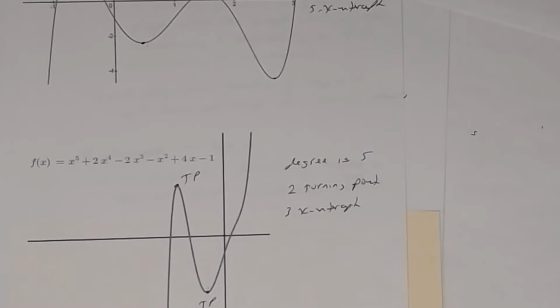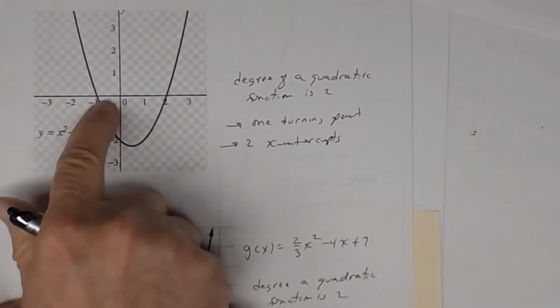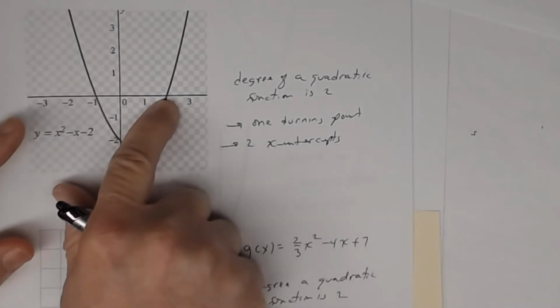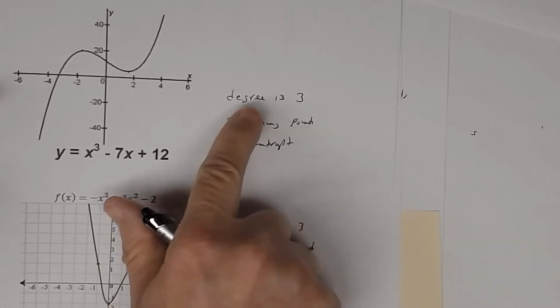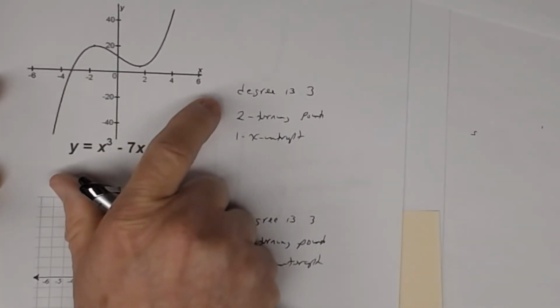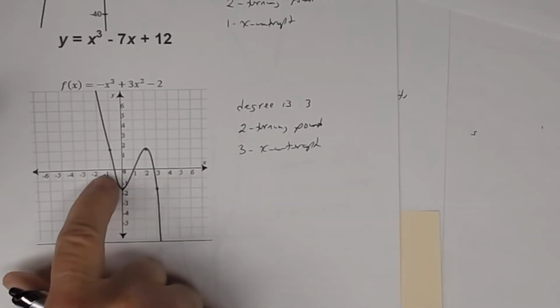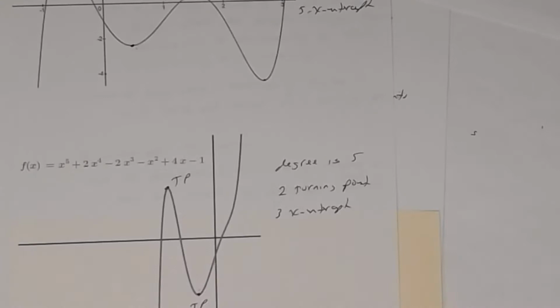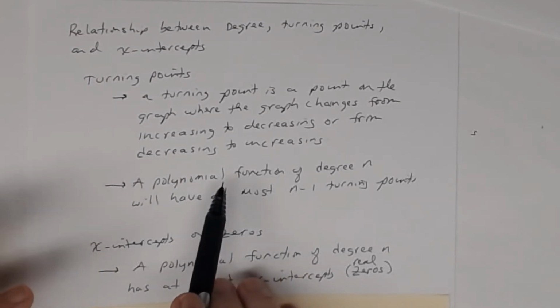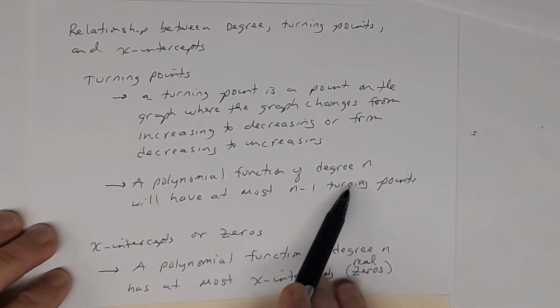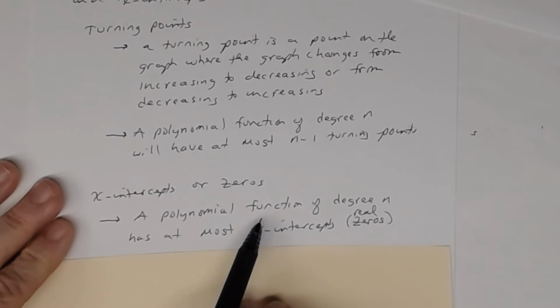When I went to the quadratic function, the degree is 2. The maximum x-intercepts you can have is 2. In this one, I didn't have any. But the maximum you can have is 2. And then for cubic, the maximum number of x-intercepts you can have is 3. I had 1 here, and then I actually had 3 here. Okay? All right, so remember this. It's important you remember this now. The maximum number of turning points you can have is always 1 less than the degree. The maximum number of x-intercepts you can have is always equal to the degree.